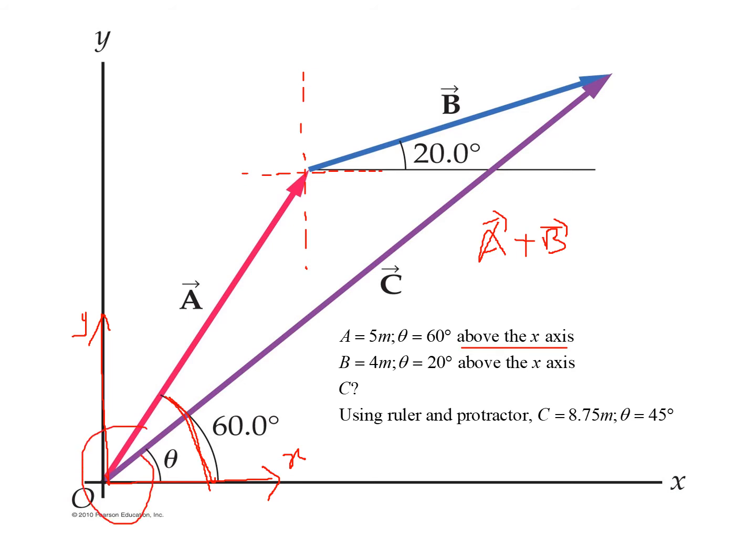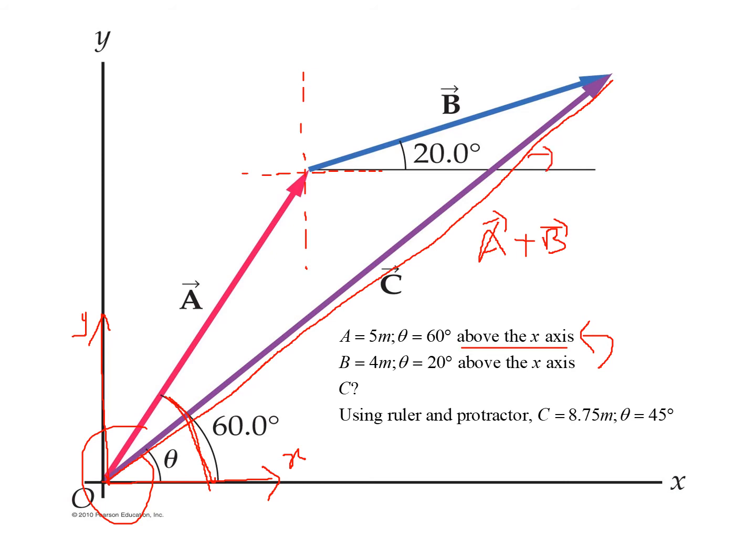Okay, right now you draw the 4 meters for vector B at 20 degrees above the x-axis, using the same concept that we used to draw vector A. And at the end of it, you can just take the point at the beginning of vector A until the end of vector B, so that we can have its magnitude.